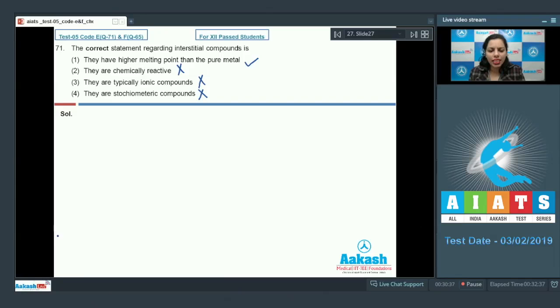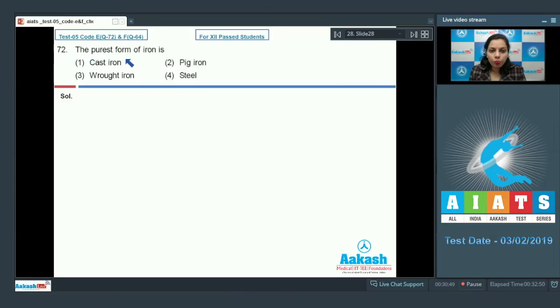So which statement is correct? Only one statement, and that's given here in option 1. So I'm choosing it as the correct one. After that, question number 72. The purest form of iron is wrought iron. It's a common question that you should know, and we are choosing it as the correct one.